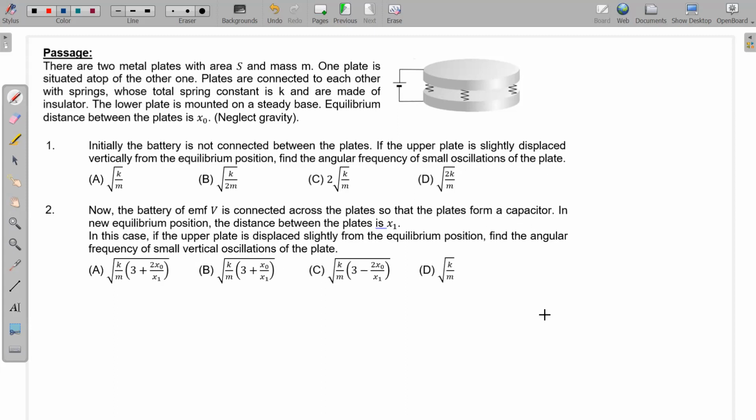So you can pause this video and give it a try to this question, and then you can come back for the solution part. Okay, so having said that, let us see how we can approach this question.